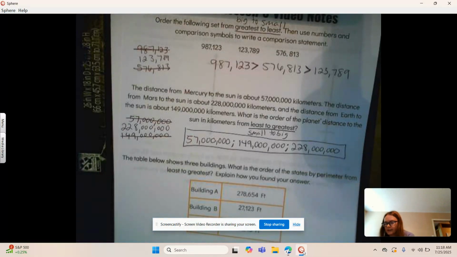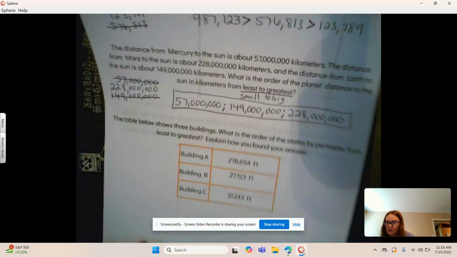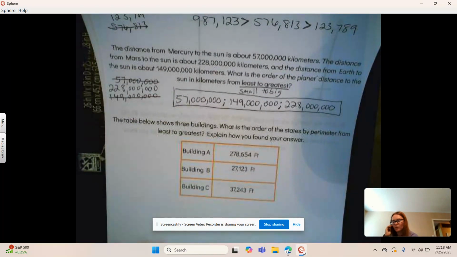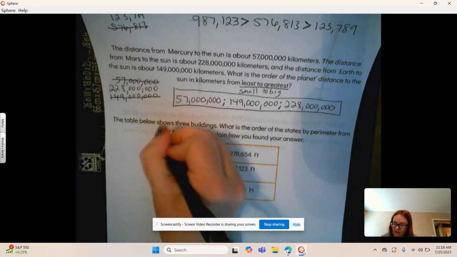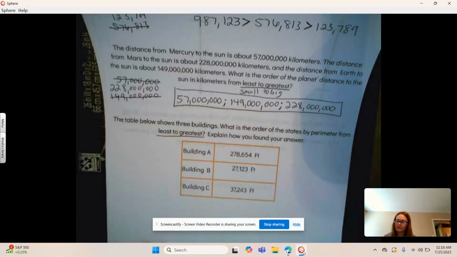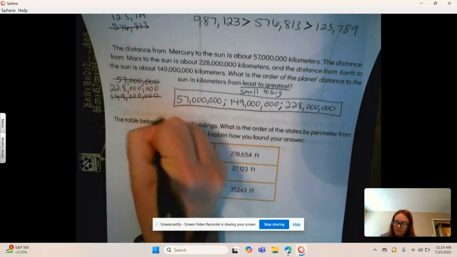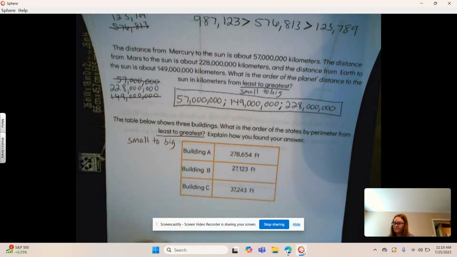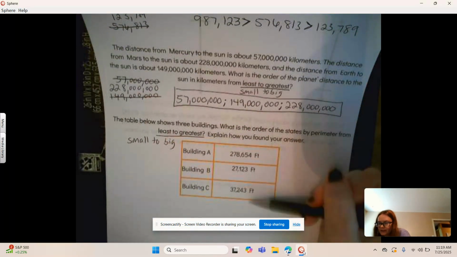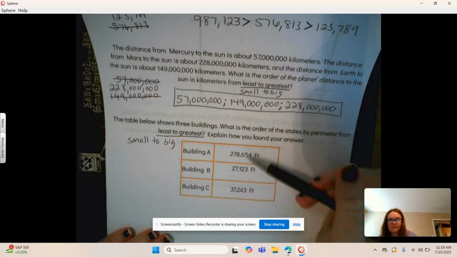And our last one here, the table below shows 3 buildings. What is the order of the states by perimeter from least to greatest? So is that big to small or small to big? Small to big, good. Okay, and these are already lined up. So we can go ahead and look at them just from here.